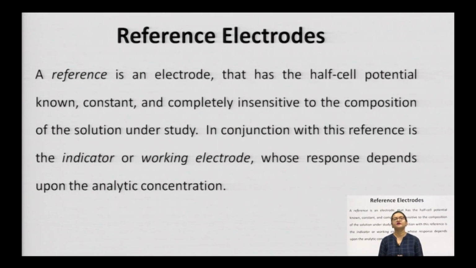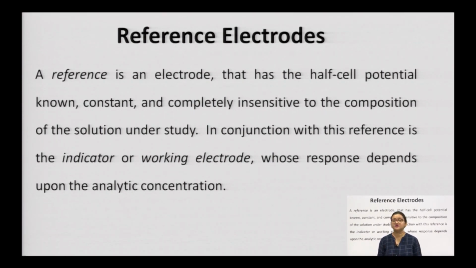Then what was a reference electrode? Let us summarize it. A reference electrode is an electrode that has a half cell potential which is very constant, completely insensitive throughout the process to the analytical solution and to the composition of the solution which is under study, under test. That is the reference electrode. Plus it has a well known standard reference electrode potential, which is predetermined, a known value, known to an analyst.